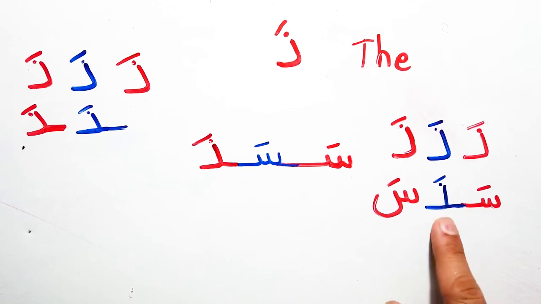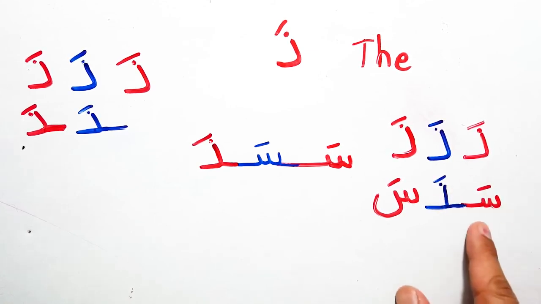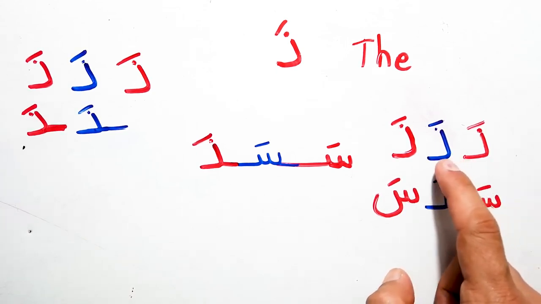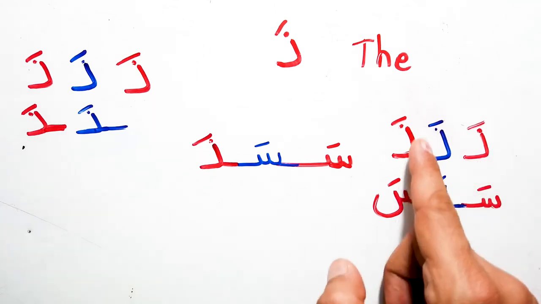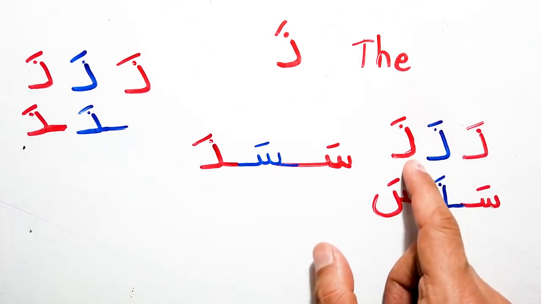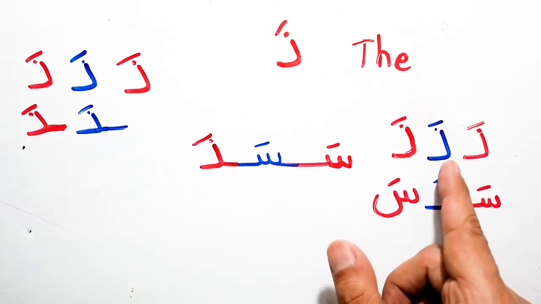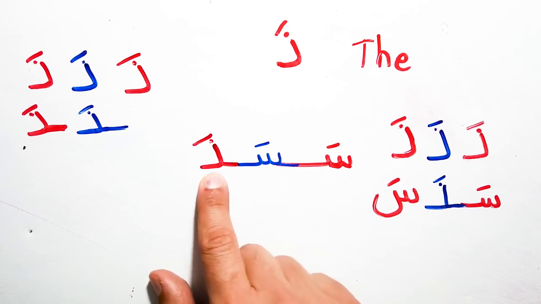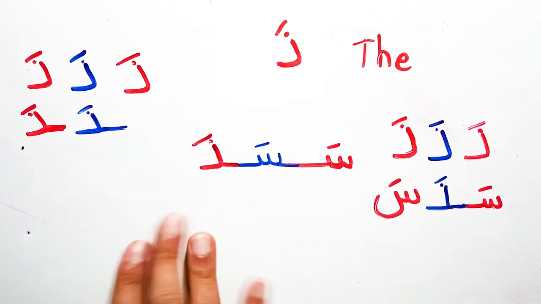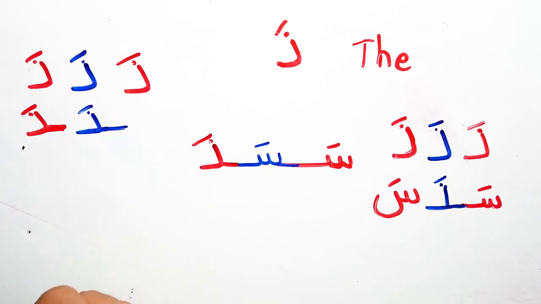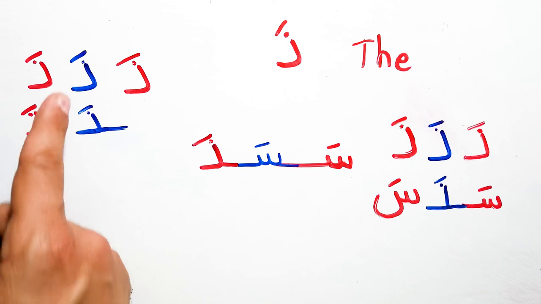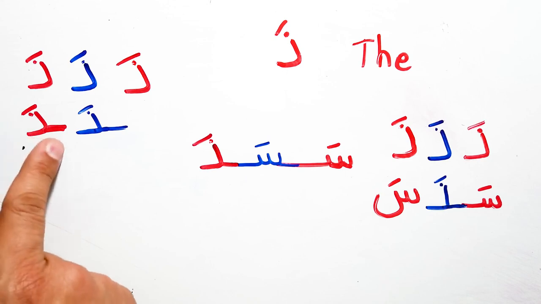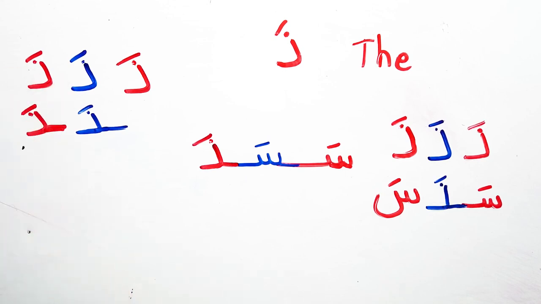This is the shape of tha in the middle of the word when the previous letter is not a refusal letter, it's a normal letter. And here it is in the shape when the previous letter is a refusal letter. The same thing here. This is the shape of tha in the end of the word when the previous letter is a refusal letter. And this is the shape of tha in the end of the word when the previous letter is a normal letter. Don't get confused. Here are all the shapes of tha. In the beginning, it's always like this. In the middle, it can be like this or like this, depending on the previous letter. In the end, it can be like this or like this, depending on the previous letter.